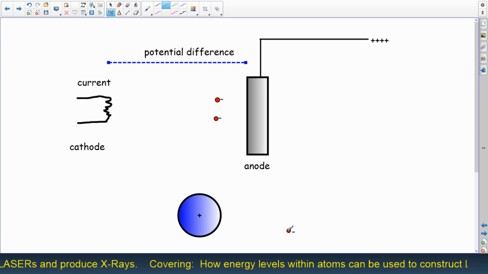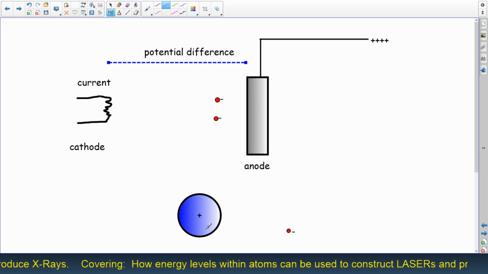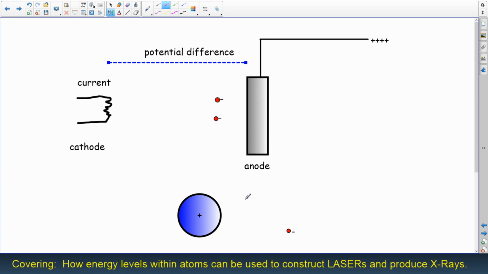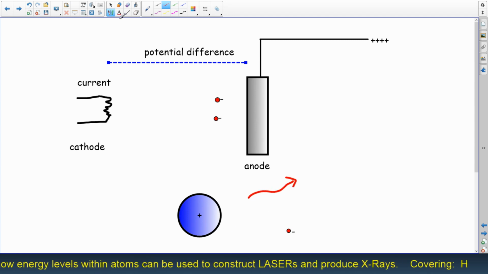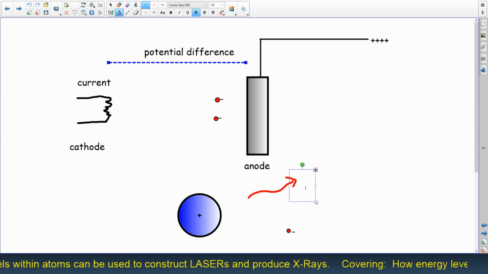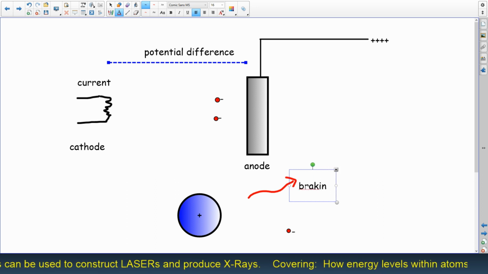There's no real mechanism for anything to change here because it hasn't hit this, so it can't transfer heat. It's certainly not making any sound. But what it does is it produces a photon here of energy. Right? And that photon may be in the X-ray region, it may not. And this is called braking radiation. Not barking radiation, as I've just written. Braking radiation.